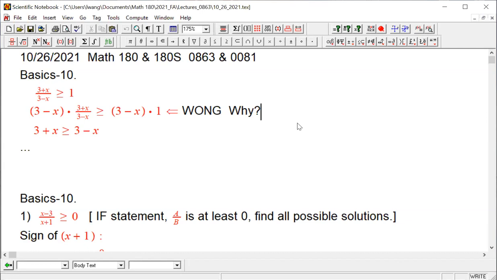So she could show us the previous question, the identical rational inequality. But in the previous question, it was solved by the right method. So comparing with that, you can find the answer why it is wrong. Okay. Thank you, Bruce. You are welcome.